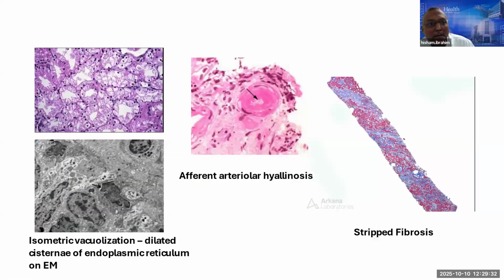So here are some images. Here are the isometric vacuolizations. I'm not sure if they're clear on this image, but you can see them inside the tubules. Here's the electron micrograph showing a dilated cistern of endoplasmic reticulum. And here's the hyalinosis of an afferent arteriole. And here are the chronic cases where you get the classical striped fibrosis due to chronic vascular injury.